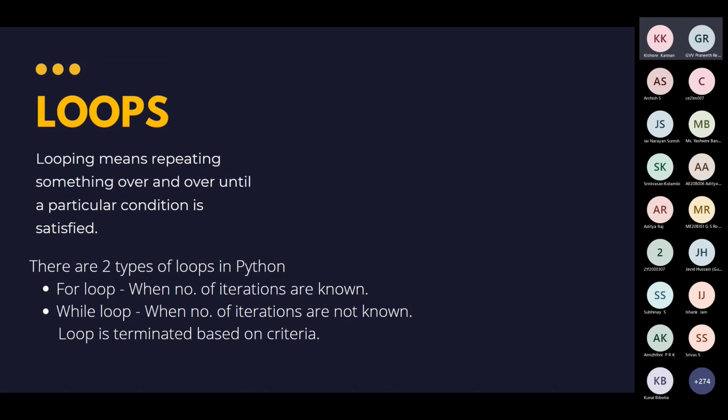Okay, so let's go to loops. Looping means repeating something over and over until a particular condition is satisfied. In Python we have two types of loops. One is the for loop and the other one is the while loop. We use a for loop when the number of iterations is known, the number of times you have to repeat the process. Otherwise, it is intuitive to use a while loop, because in a while loop we don't know the number of iterations, but we use certain criteria to terminate the loop.